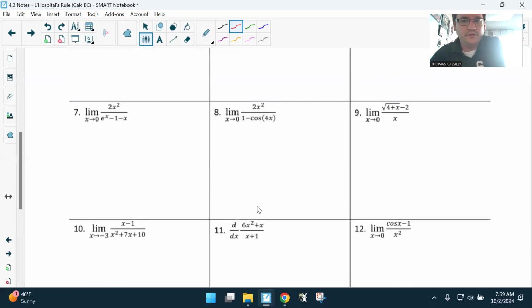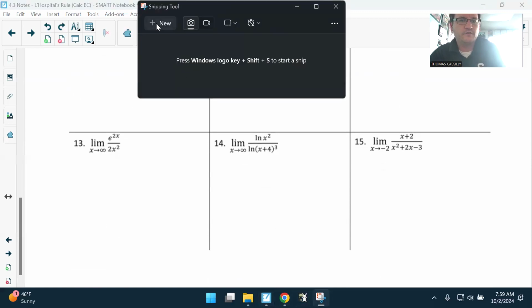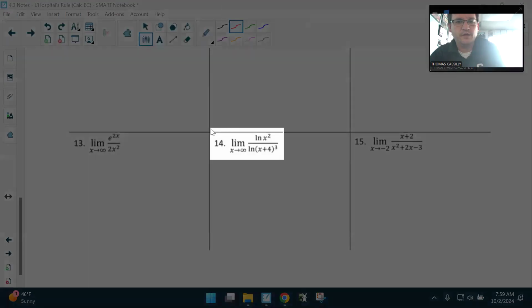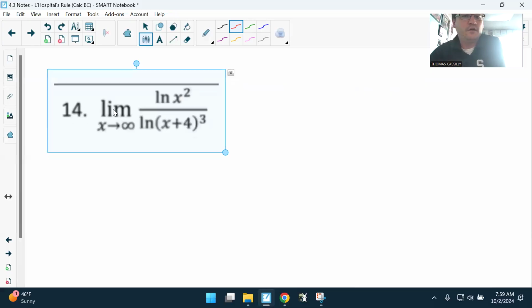So let's see here. We already did one with an e to the x. Let's do this one. All right, let's do the ones with some logs in here. So I'm just going to screenshot this and then copy it to another page. All right, let's take a look.